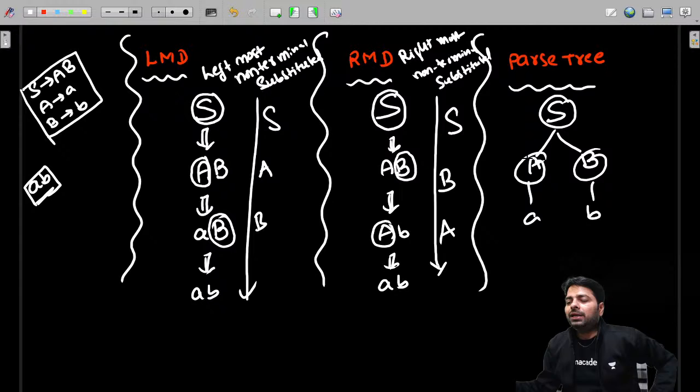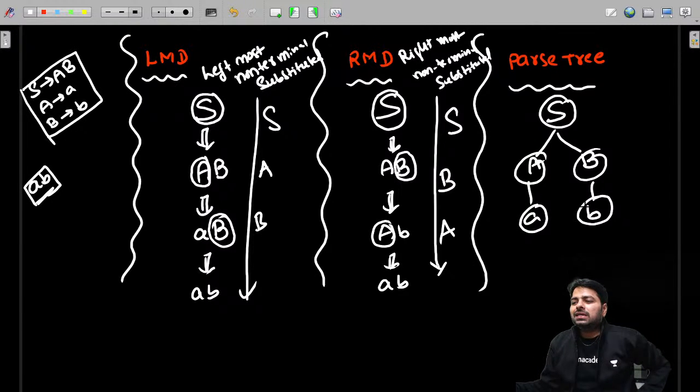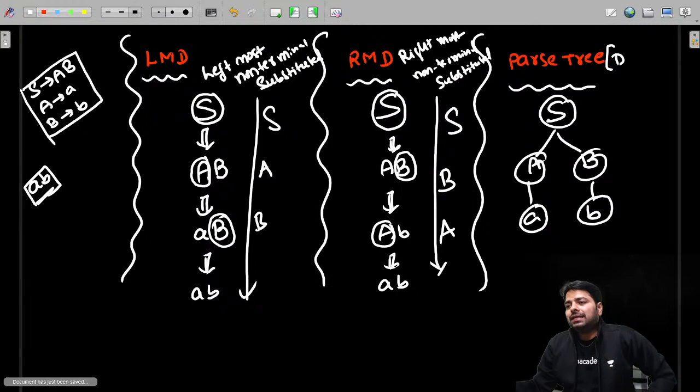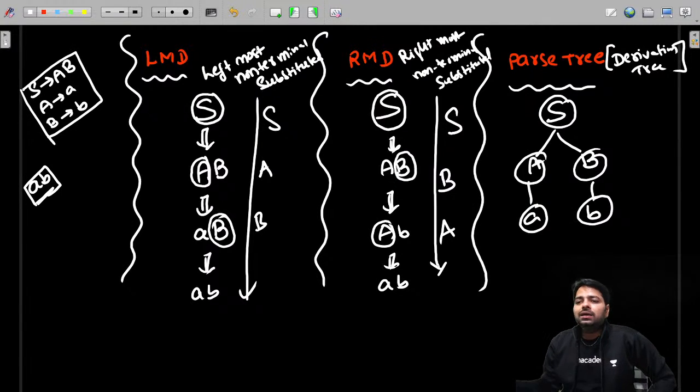Here every non-terminal is replaced, and here circle, non-circle doesn't matter guys. You can keep circle or non-circle, or you can differentiate leaf nodes with non-circle and non-leaf nodes with circle. It is your choice how you design a parse tree. Parse tree is also called a derivation tree. And if you look at LMD, RMD, they need not be the same.